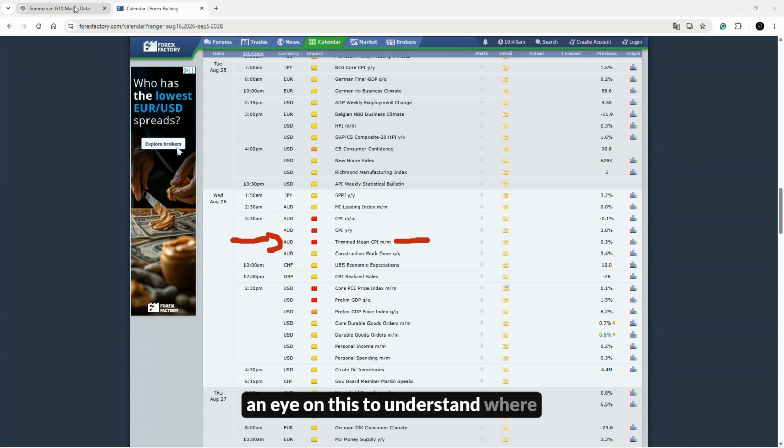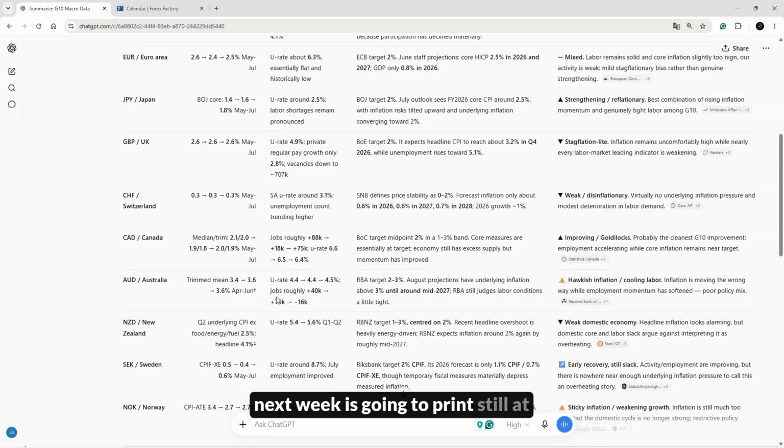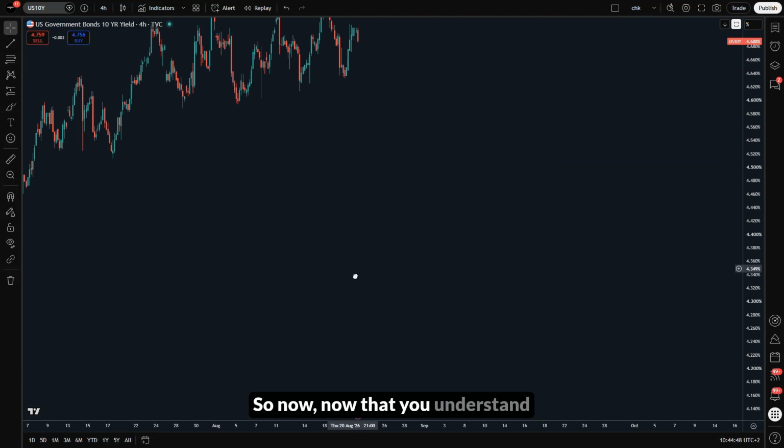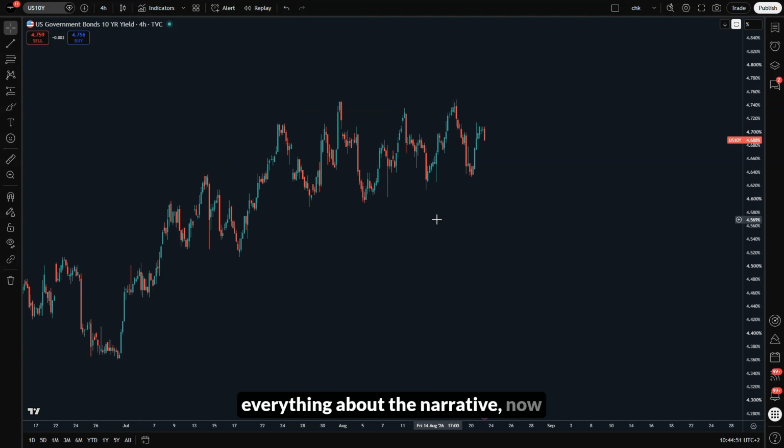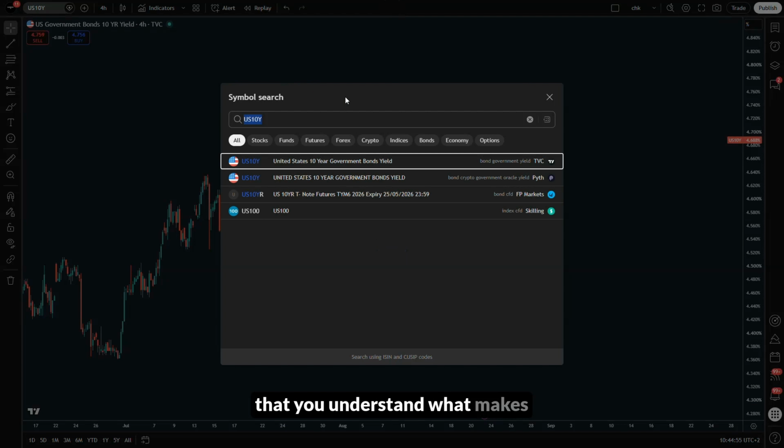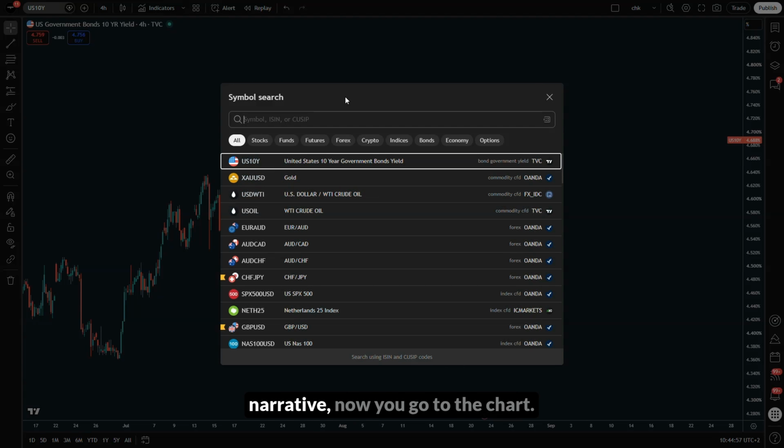If 3-month CPI in Australia next week is going to print still at 3.6%, it's still going to be too high for the central bank to be comfortable, okay? And that's going to keep the Australian dollar in the bullish bucket that we created, in the hawkish bucket that we created. Otherwise, if it falls to 3%, let's say, unlikely, but if it does, things are going to change for the Australian dollar. So now that you understand everything about the narrative, now that you understand what makes the narrative, what breaks the narrative, now you go to the chart.